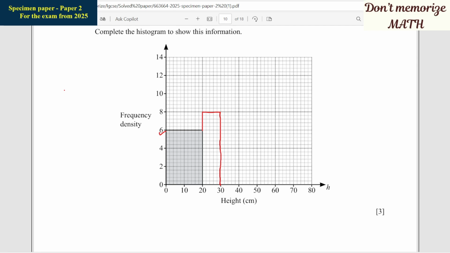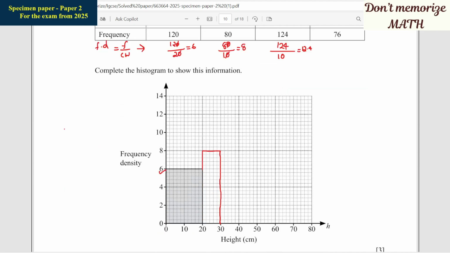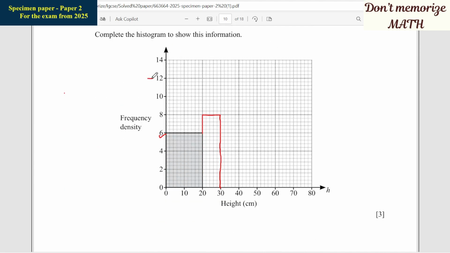Okay. Let's see the next one. We have frequency is 124 over class width is 40 minus 30. 40 minus 30 is 10. So we'll get 12.4. So we just have 12.4 here.